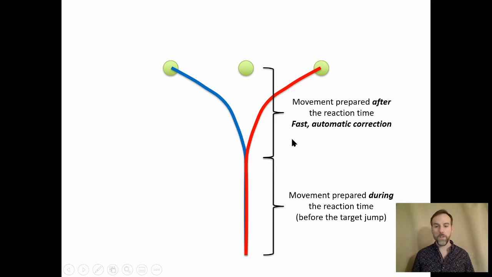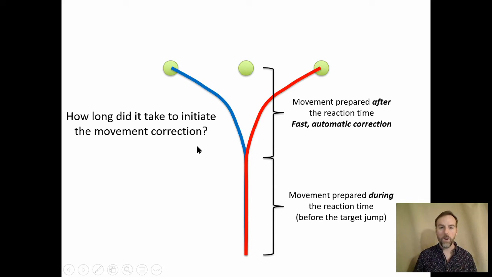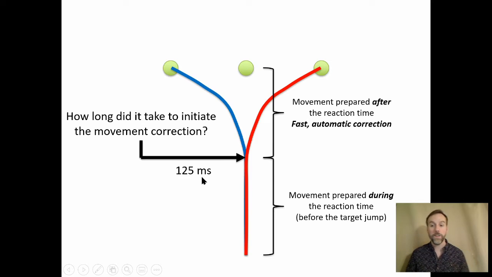So in this study, and this will make a little more sense when we look at the next condition, Day and Lyon referred to this as a fast automatic correction. And what they wanted to know is, well, how long did it take to initiate this movement correction? So if you start counting at the go signal, when they lift their hand off the button, so at movement initiation, how long until they've processed that the target has jumped and that correction begins? And they found, by looking basically at when these trajectories start to diverge, that it was at 125 milliseconds. That's pretty fast.